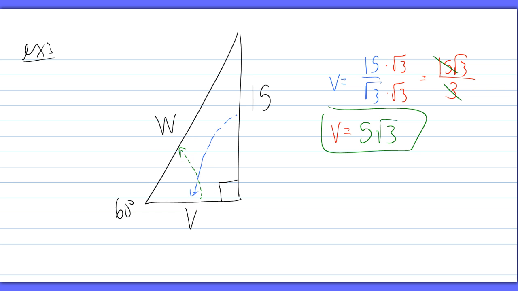we can find W. To go from the short leg to the hypotenuse, we're getting bigger. We're going to multiply. This time we're multiplying by 2. So if you take this 5 root 3 from the bottom, multiply it by 2, that will give you that W is equal to 10 root 3.